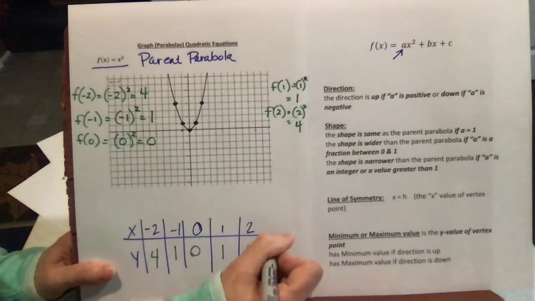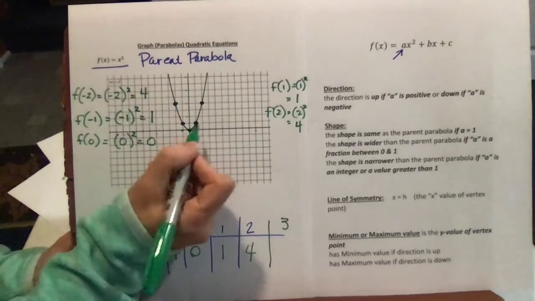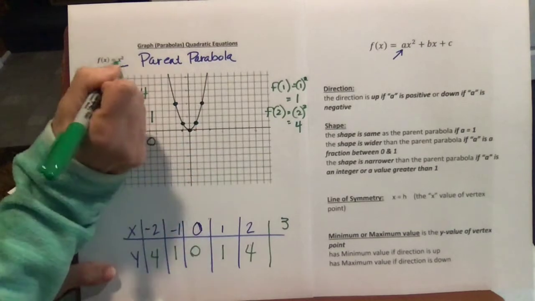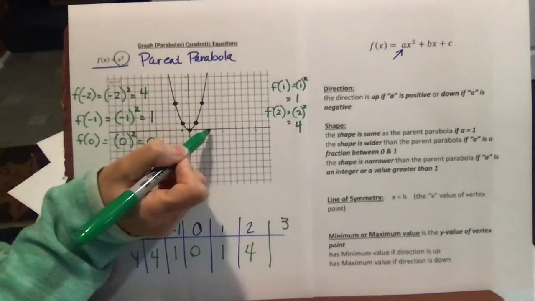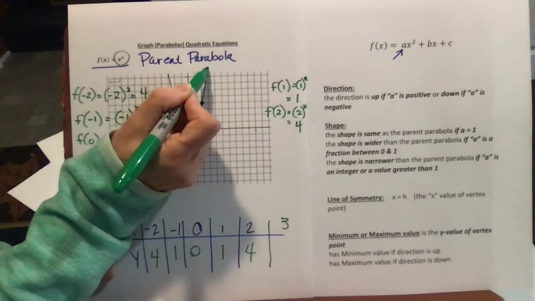What do you think would happen if we put 3 for x? We move 1, 2, 3 away. What are we always doing to x? We're squaring it. So what's 3 squared? 1, 2, 3, 4, 5, 6, 7, 8, 9. It would be up here.